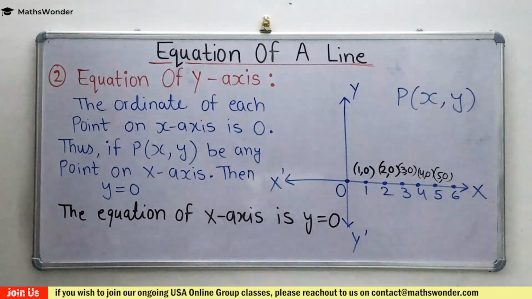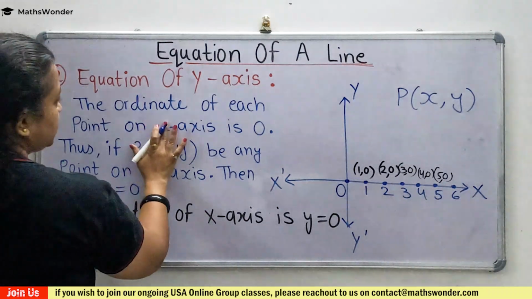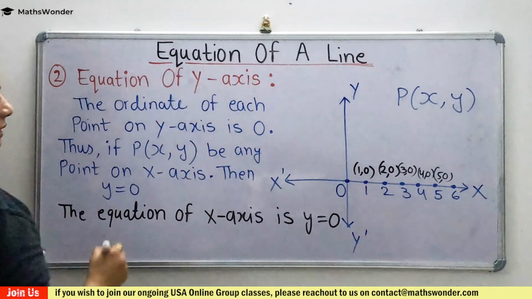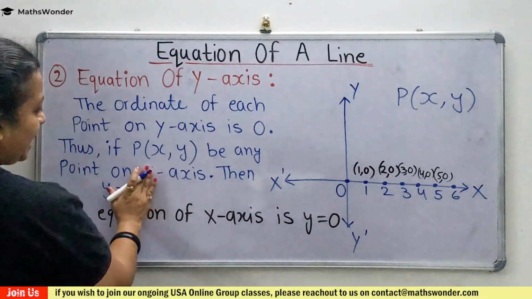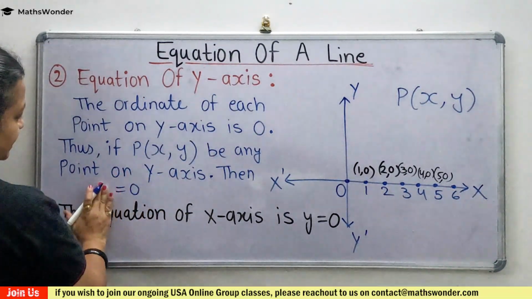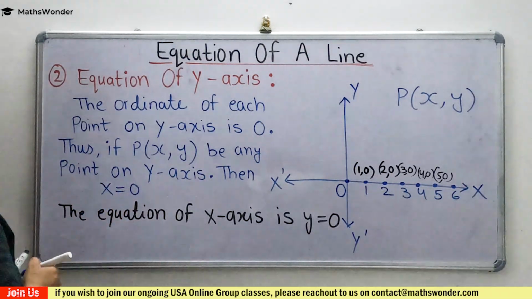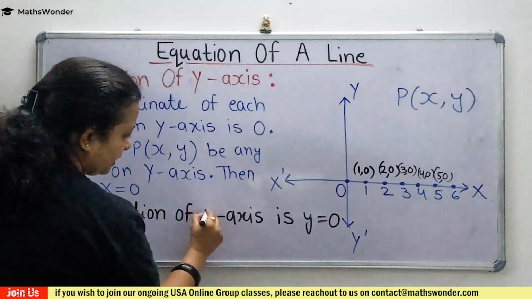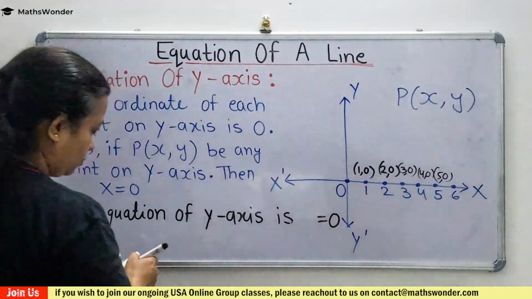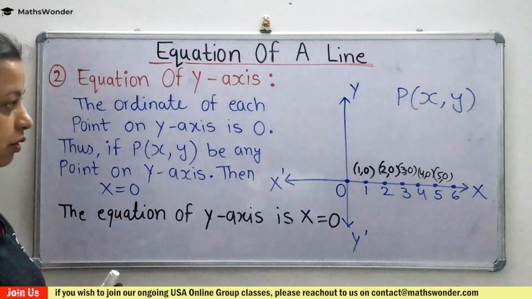In the y-axis, the abscissa of each point of the y-axis is 0. Thus, let point P(x, y) be any point on the y-axis, then x is equal to 0. That means the equation of the y-axis is x is equal to 0. How? Now come to the diagram.